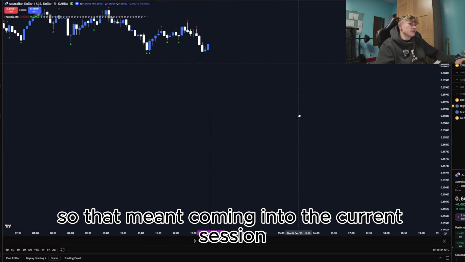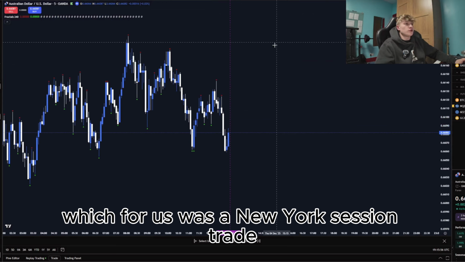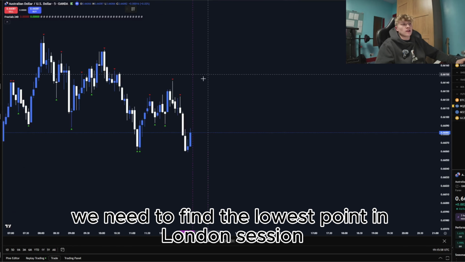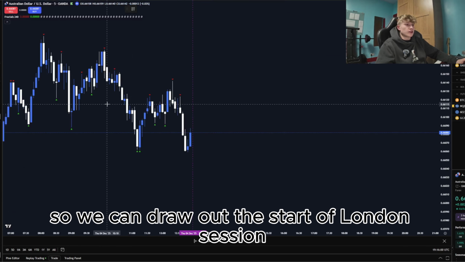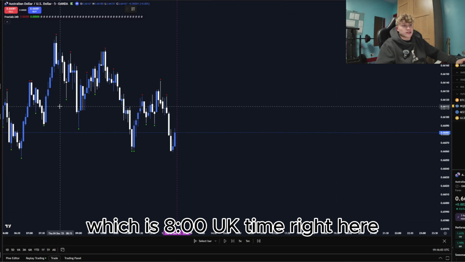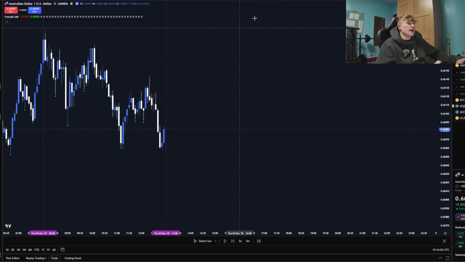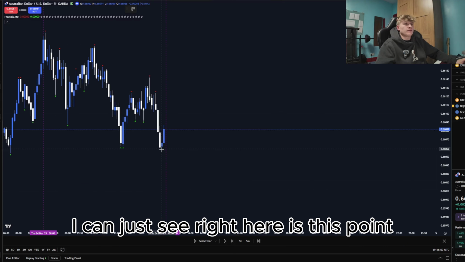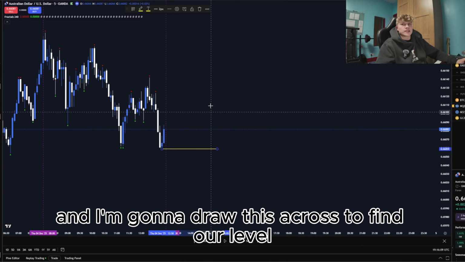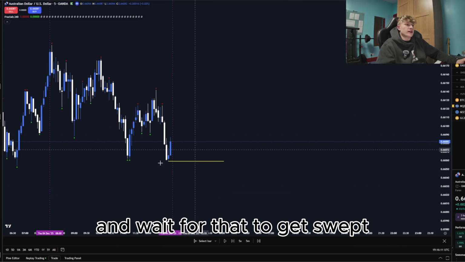So that meant coming into the current session, which for us was a New York session trade, we need to find the lowest point in London session. So we can draw out the start of London session, which is 8 o'clock UK time right here. And the lowest point I can just see right here is this point, and I'm going to draw this across to find our level and wait for that to get swept.